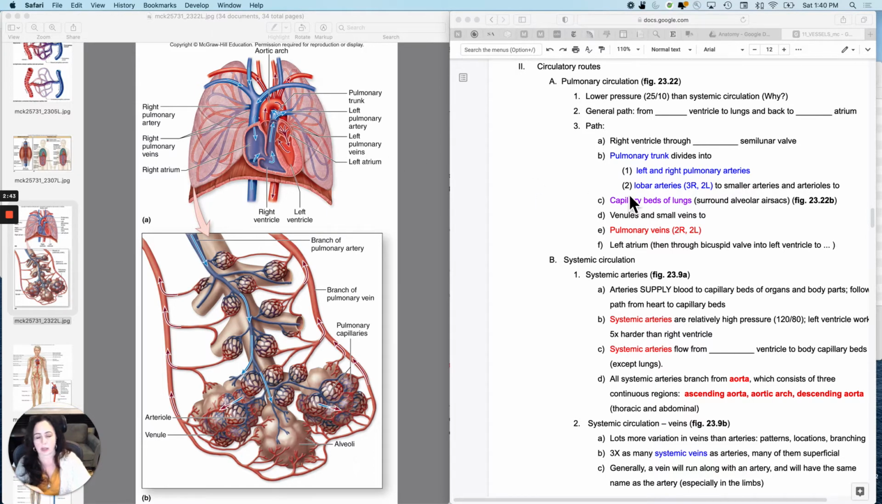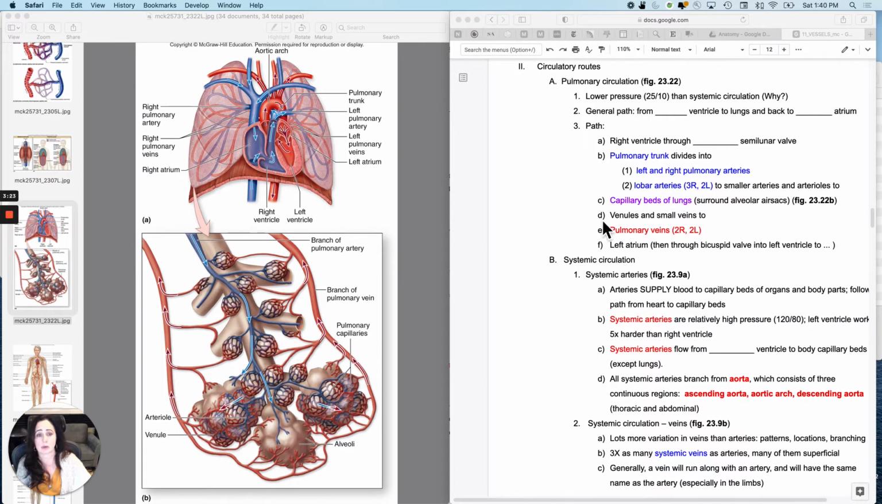Okay, so let's just go through a couple things that you already know. When the right ventricle pumps it out, it goes from the right ventricle through the pulmonary semilunar valve into the pulmonary trunk. And then the pulmonary trunk is going to split into the left and right pulmonary arteries. Good. Now, not shown on this picture, but just so you know, the right and left pulmonary arteries will actually split into what we call lobar arteries. And there are 3 right lobar arteries because there are 3 lobes on the right lung, and 2 left lobar arteries because there are 2 lobes on the left lung.